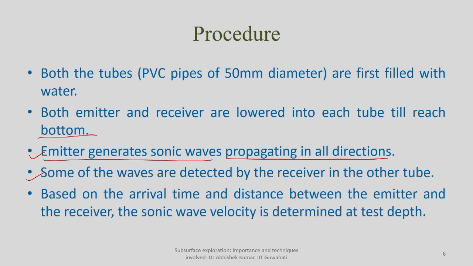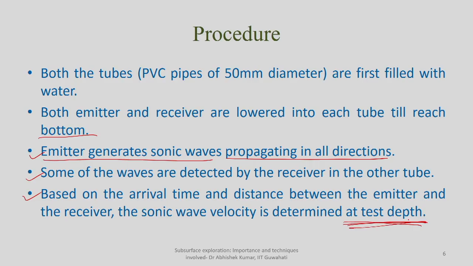Depending upon the time when the receiver detects the arrival of the sonic disturbance, you can get an idea about the propagation velocity. Based on the arrival time as well as the distance between the emitter and the receiver, the sonic wave velocity can be determined. Each of the emitter and receiver is attached to the surface recording assembly by means of connecting cables. Depending upon the length of the cable, some markings will be there that give you an idea at which particular depth you are doing this test.